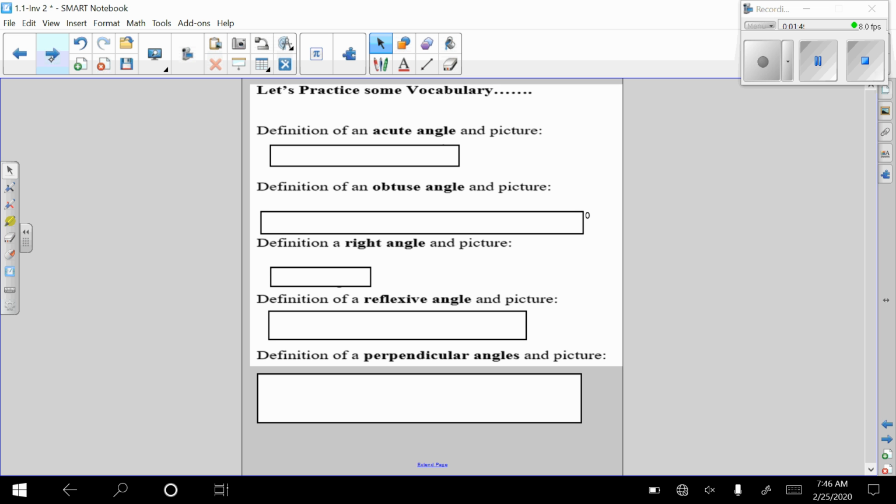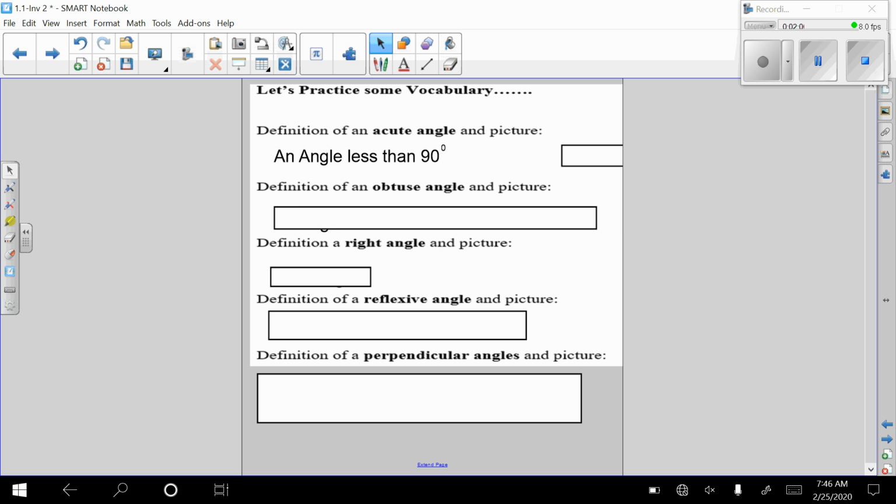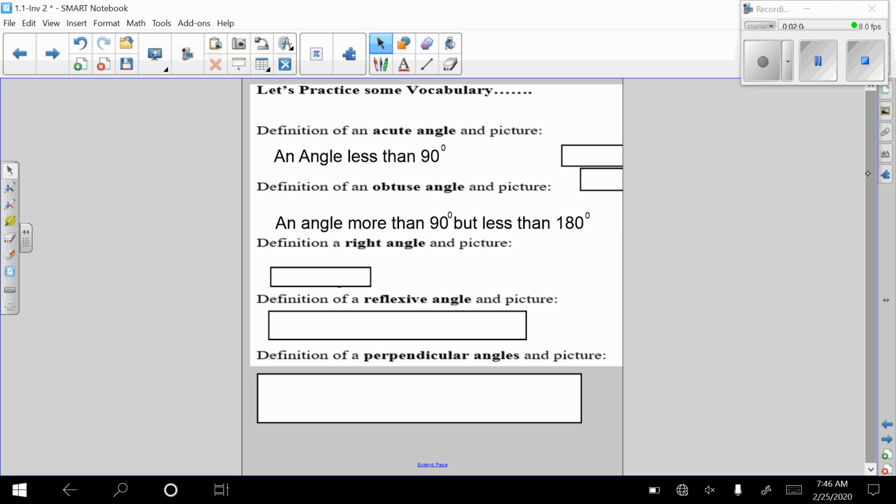Here are some definitions that we need to know. These definitions are on page 12 of your yellow book. The definition for an acute angle is an angle that is less than 90 degrees. The definition for an obtuse angle is an angle that is more than 90 degrees, but less than 180 degrees. The definition of a right angle is an angle that is exactly 90 degrees.